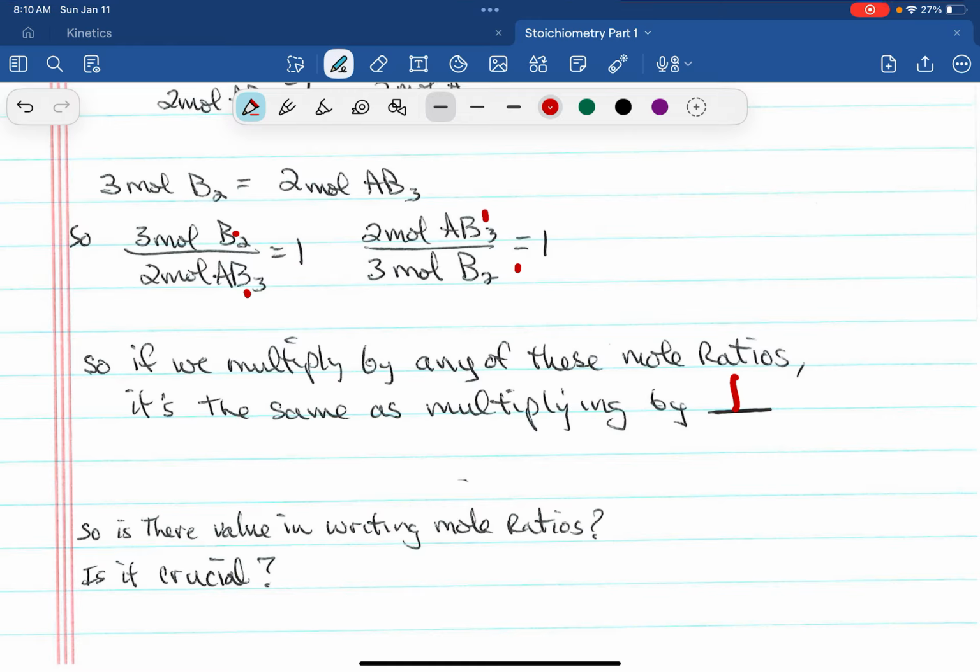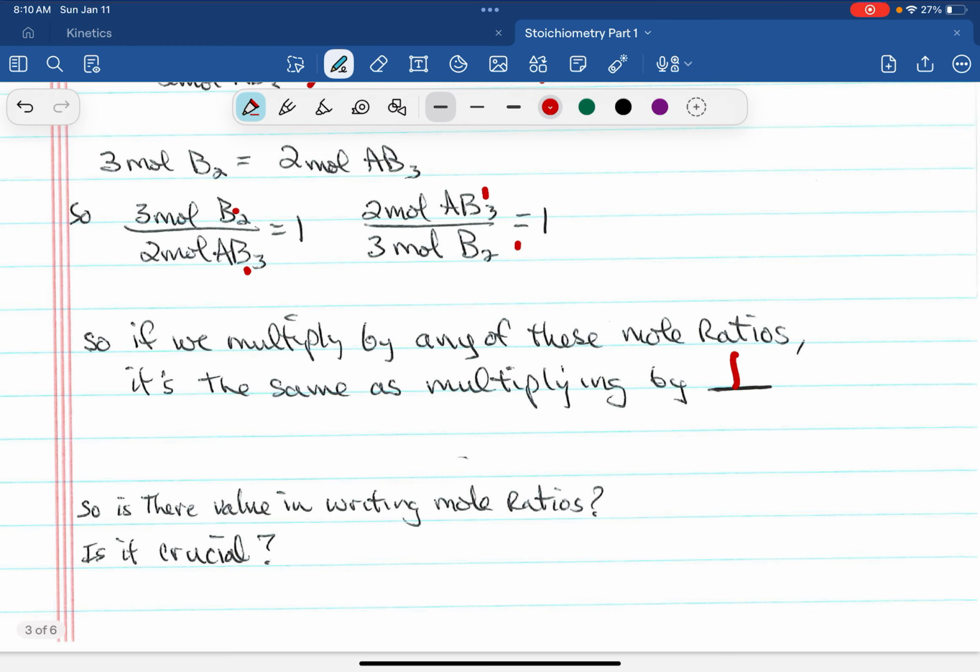I don't think so. Is there value in writing mole ratios? Yeah, probably. I don't spend a lot of time on it with my students. Maybe your teacher does. If you're not in my class, do what they want you to do, but it's not hard. You can do it. Is it crucial? If it makes a difference in your grade, I would say it's crucial. If it doesn't, then it's not.